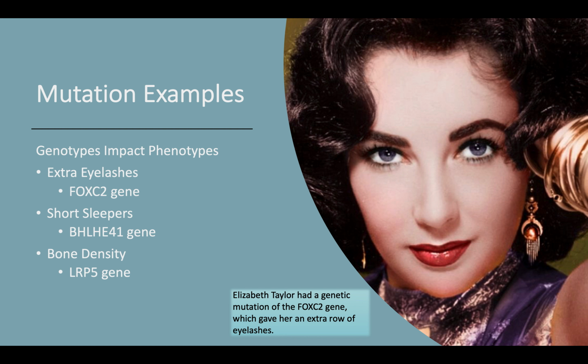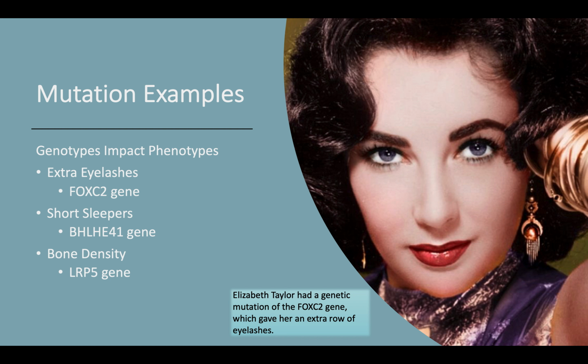So genotypes impact phenotypes, which makes sense if you break it down. Genotypes, or the changes at the genetic level within our genes, will impact phenotypes, or what we look like on the outside. So, for example, the FOXC2 gene actually gives people extra eyelashes. There's a gene called BHLHE41 called for short sleepers. It basically says you don't need as much sleep to function. And there is also a gene called LRP5 that increases bone density, and these are just in humans.